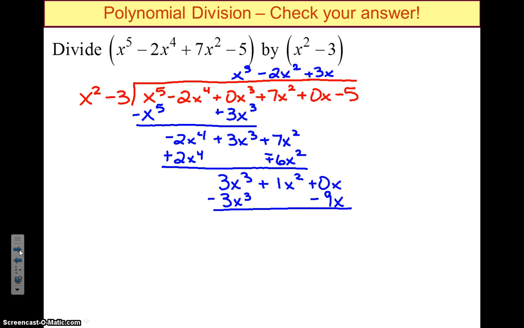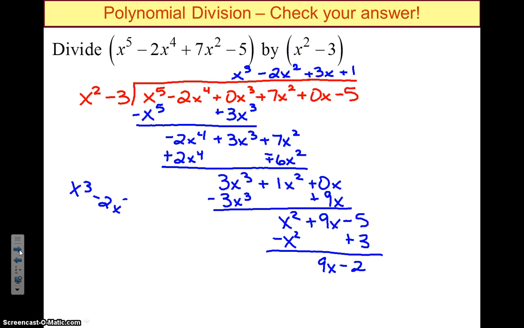I subtract, changing the signs, and I have x squared plus 9x minus 5. One more time, divide. X squared goes into x squared one time, so I have a plus 1 up here on the top. 1 times x squared is x squared. 1 times negative 3, negative 3. Subtract one more time. Bring down the 9x. Negative 5 plus 3 is negative 2. And so our answer is x cubed minus 2x squared plus 3x plus 1 plus my remainder 9x minus 2 divided by x squared minus 3.